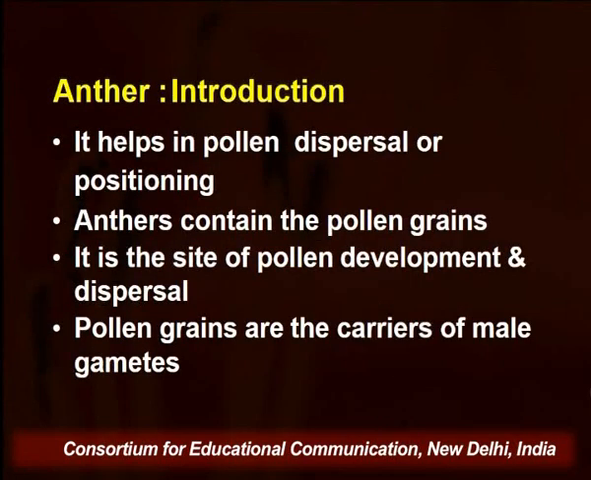Anther contains the pollen grains, and of course at maturity the anther dehisces, which leads to the dispersal of pollen. So anther is basically the site of pollen development and dispersal, and pollen grains are the carriers of male gametes, or we also say that pollen grain is the male gametophyte which carries the two male gametes. We also refer to these male gametes as the sperm cells.